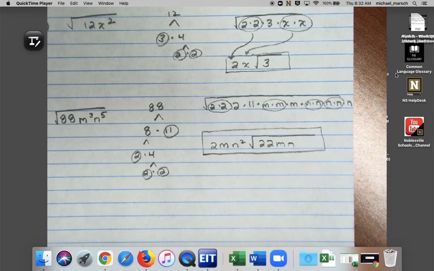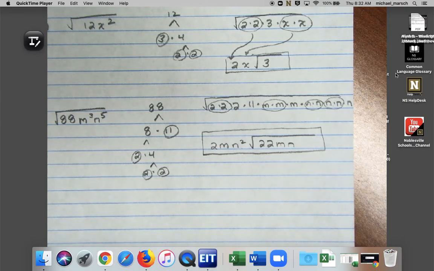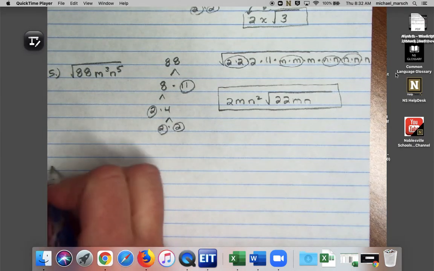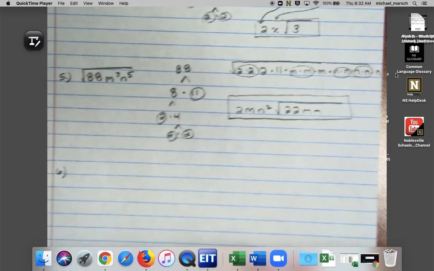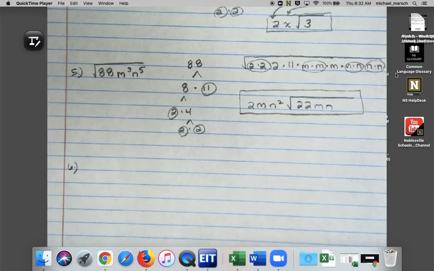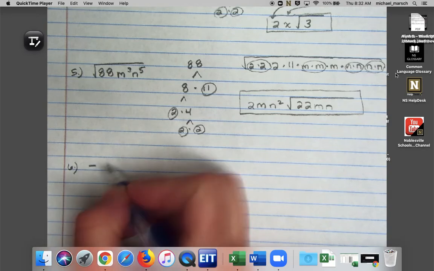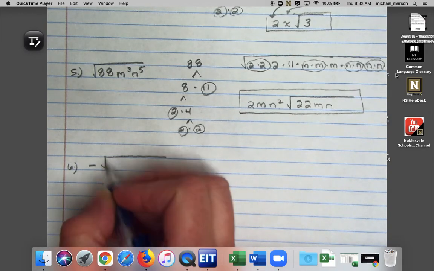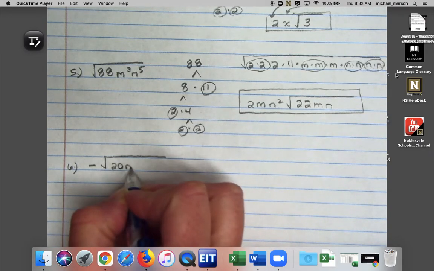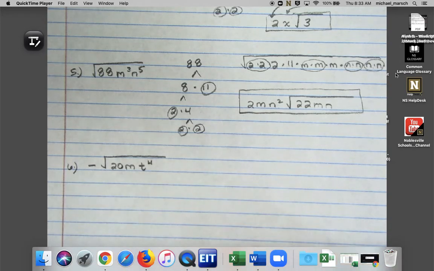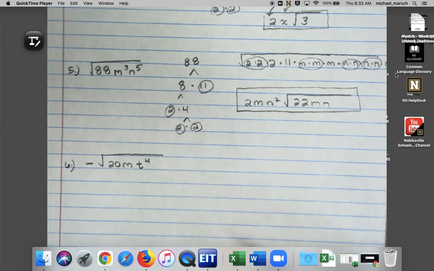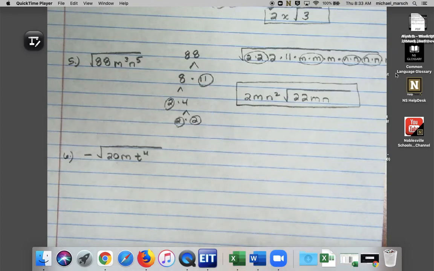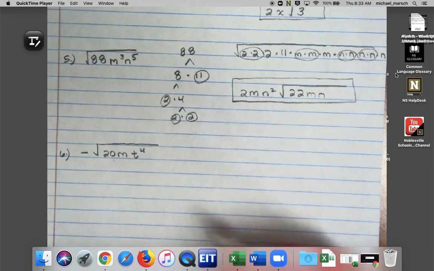Okay. Let's do a couple more examples, and then we'll be all done for today. Not terrible, right? Could be worse. Okay, so what if we have a negative outside the little square root house? What if I had negative 20 m t to the 4th? So really, I'm just going to ignore the negative, and I'm going to do everything else, and then put the negative with my final answer. So we're going to ignore it for right now.